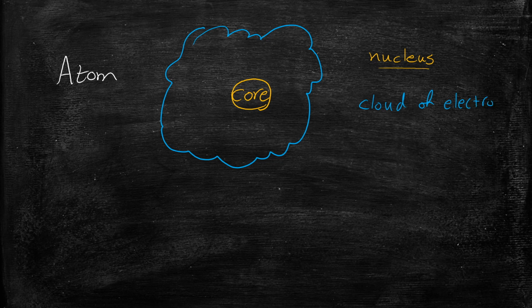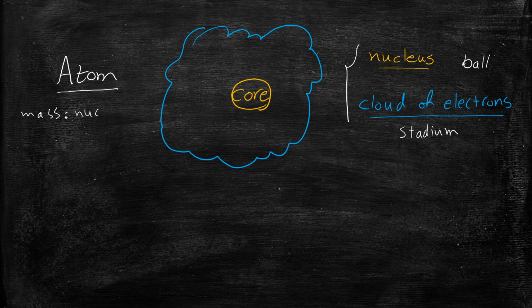If we compare the size of the nucleus to the cloud of electrons, we can use the example of a football stadium. The nucleus would be the size of a ball sitting at the center of the stadium, and the cloud of electrons is the stadium itself. That's how the sizes compare to each other. However, almost the contrary is true about the mass of the nucleus and the mass of the cloud of electrons. Most of the mass of an atom is the mass of the nucleus, and the mass of the electrons is almost negligible.